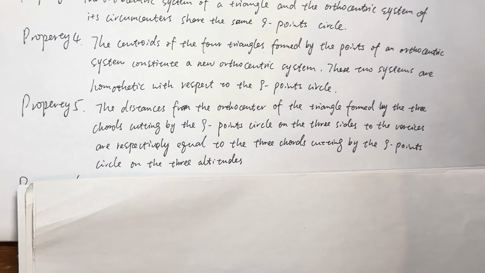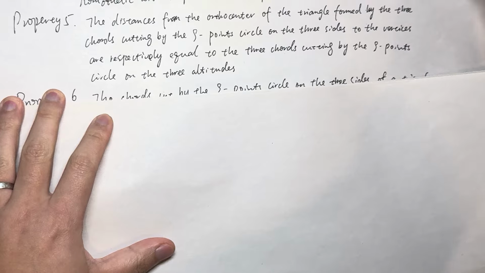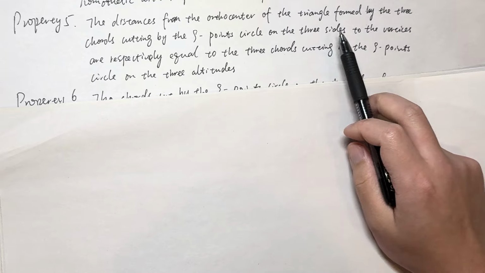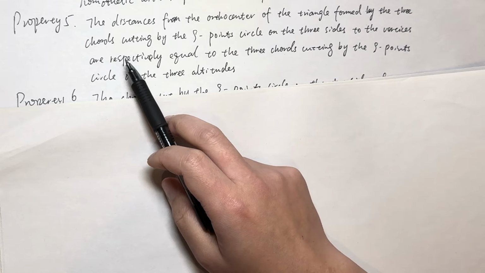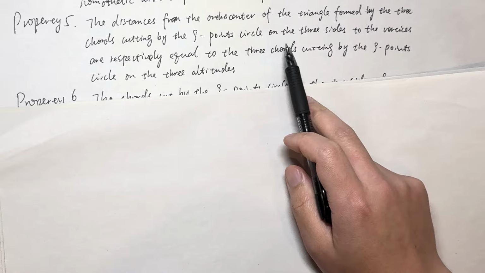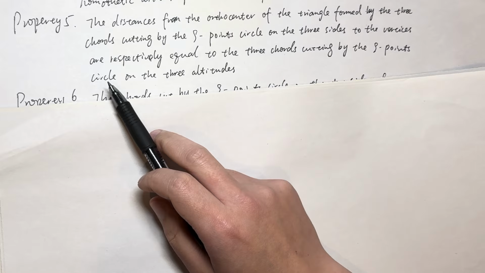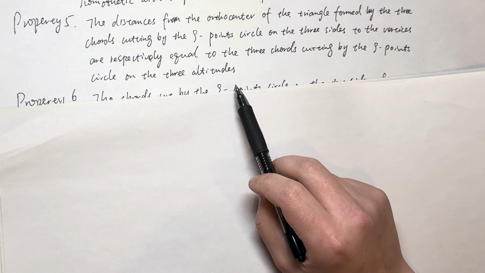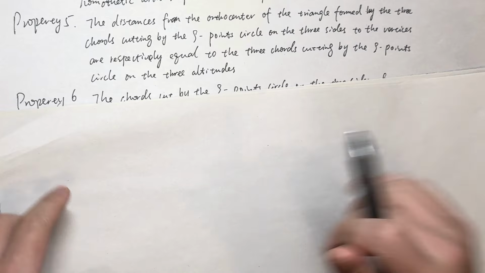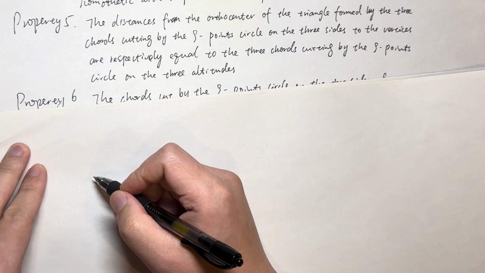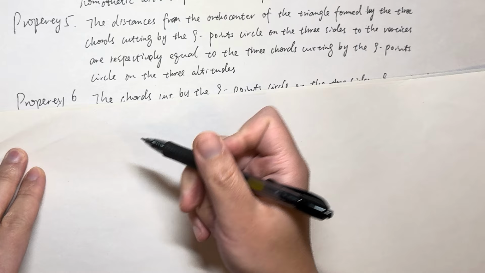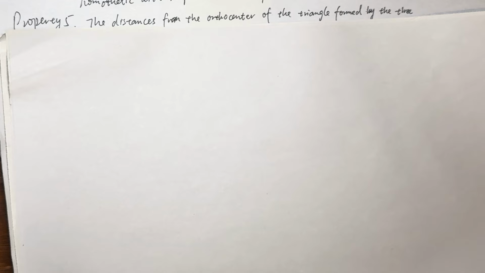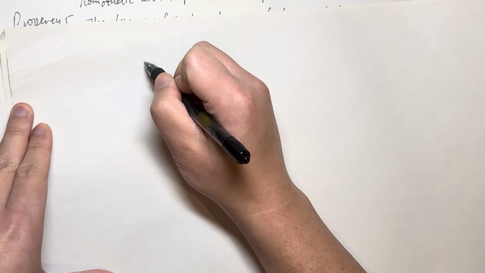Let's see property 5. The distances from the orthocenter of the triangle formed by the 3 chords cut by the 9-point circle on the 3 sides to the vertices are respectively equal to the 3 chords cut by the 9-point circle on the 3 altitudes. Looks like a very long sentence, right? So we have the triangle. Let's draw it. Yeah, this also needs a large figure to look at.